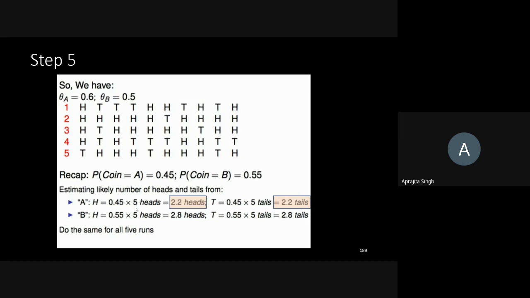You have to multiply 0.45 by the number of heads that came. So in the first case, how many heads were there? There were 5 heads, and likewise 5 tails, right? So you multiplied 0.45 by 5 heads and you get 2.2. Similarly, you multiplied 5 tails by 0.45. What is 0.45? It is the normalized value of the likelihood for A. So you are multiplying for A and getting 2.2 and 2.2. Similarly for B also, you multiply 0.55 with the number of heads and the number of tails, so you are getting 2.8 and 2.8. And this is going to be done for all the 5 runs.